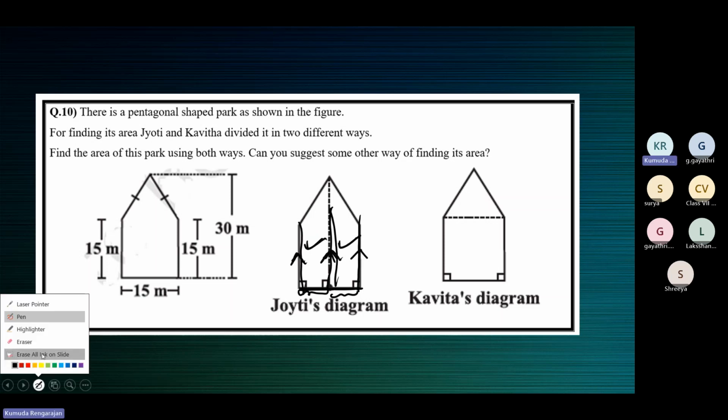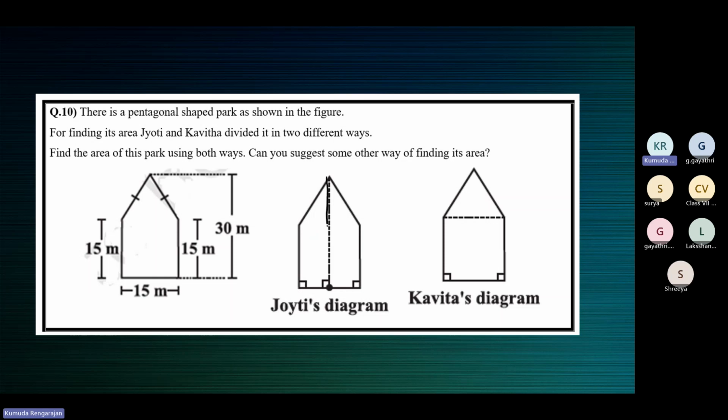And everything is given to you. You can see here. How much is this, children? How much is this one? See this figure and tell me. How much is this? 30 meters. 30. How much is this?